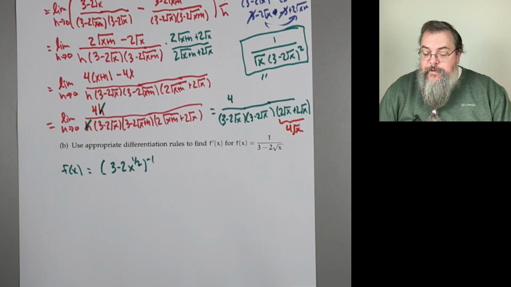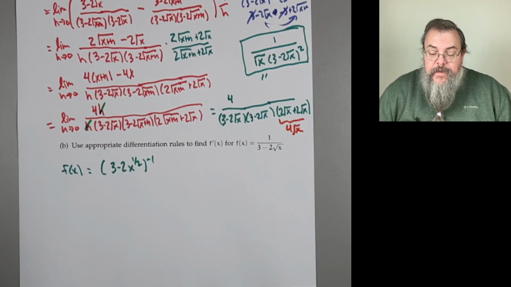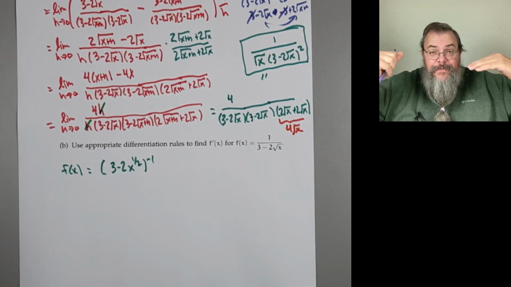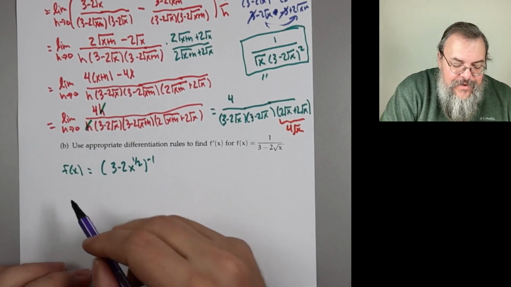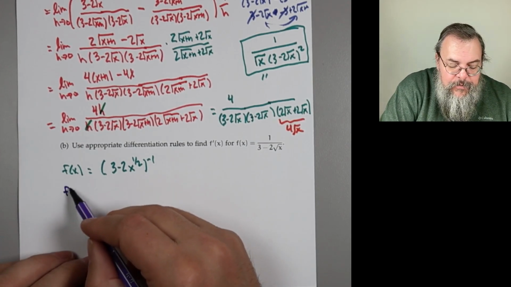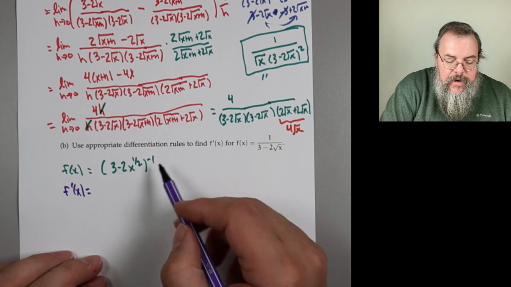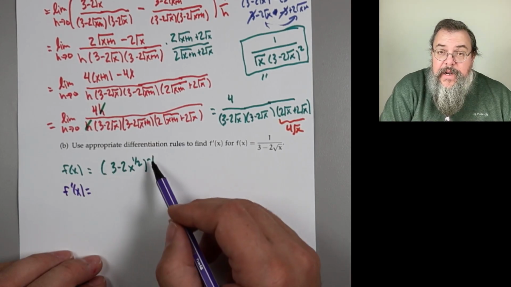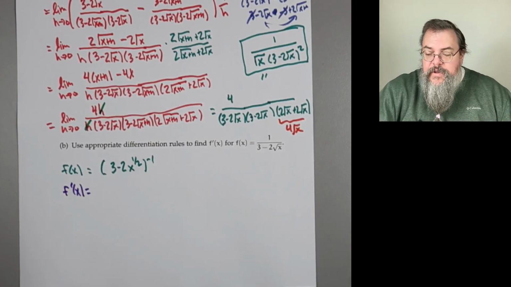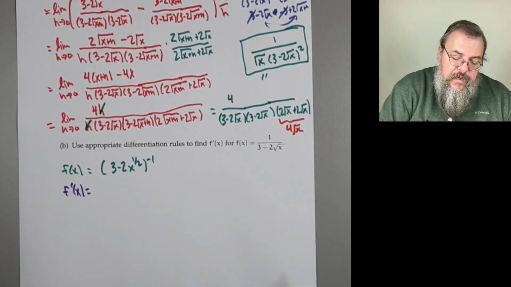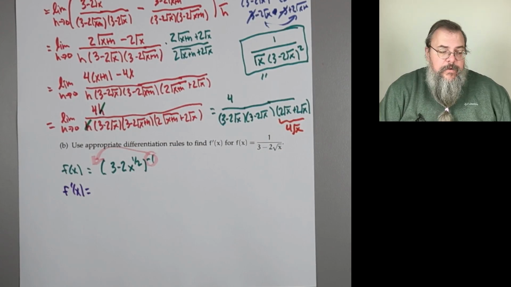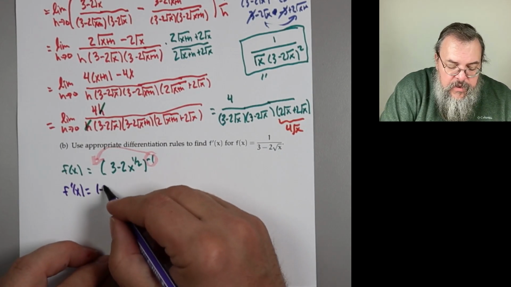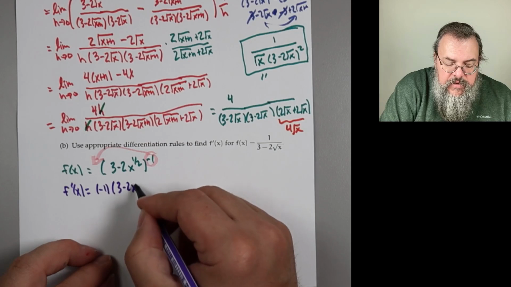We want it to be friendly to our rules because then life will be a little bit simpler once we apply our rules. So we've got a function inside of a function inside of a function. Let's start slowly unraveling, peeling our onion. Our outside function is something to the minus 1. Whenever you see something to a power, that power is going to go down in front. So we have minus 1. The inside stays the same.